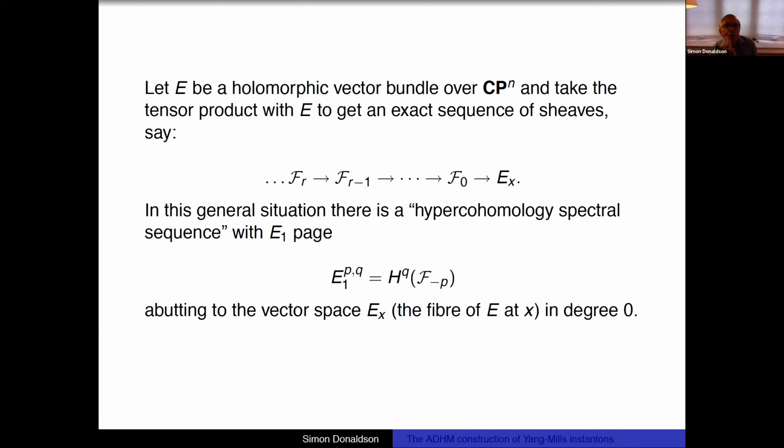So now if we have a holomorphic vector bundle, E, over our projective space, we can take the tensor product with E, with everything we did above, and then we get an exact sequence of sheaves. We'll write these as script F for shorthand, but ending up with the fiber of E over X.